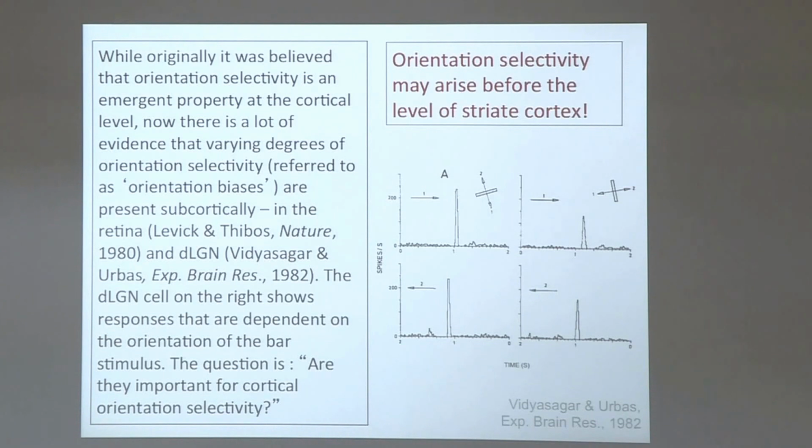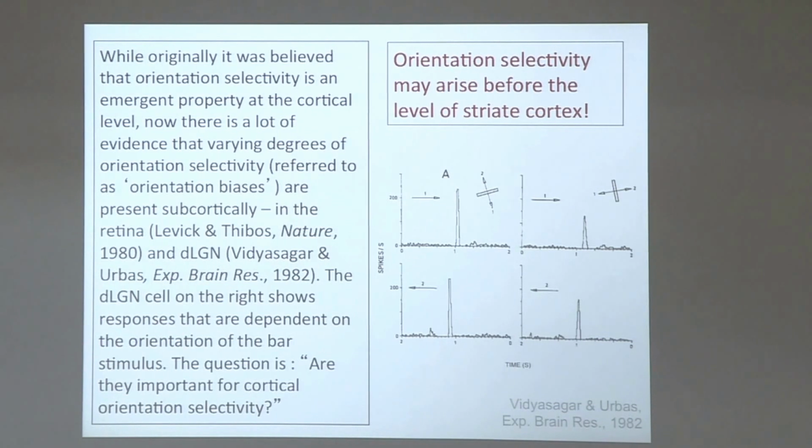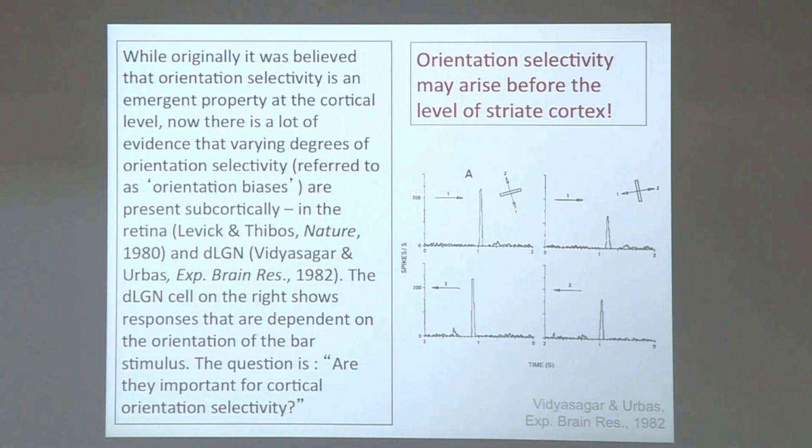This has been seen now by a number of people in almost every species you take: mouse, ferret, tree shrew, monkey, cat. You do find this orientation bias in the retina and the geniculate. Now, this is only a bias. It's not a very sharp orientation selectivity that you see in the cortex. In the cortex neurons will respond only for a range of, say, about 20 or 30 degrees. But in the geniculate and retina, they respond to all orientations usually. There's never a bias to one orientation, okay?